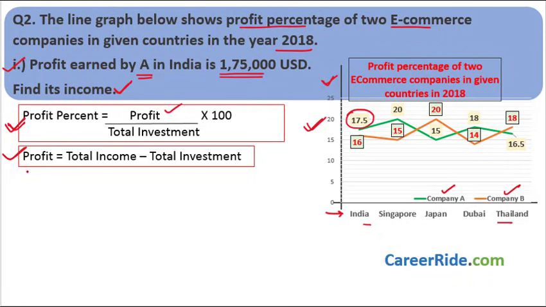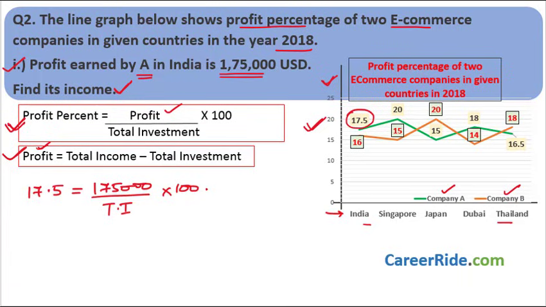So I know that I have to find out the profit. But what do I have? I have the profit percentage, right? So 17.5 is my profit percentage. What is the profit that the company has made in India? It has made a profit of 1,75,000 USD, right? So divided by total investment into 100, right?